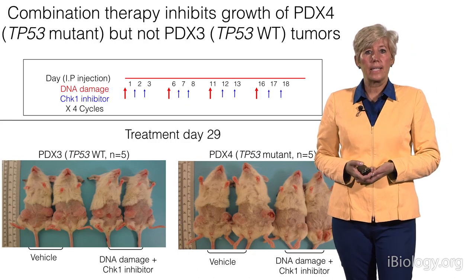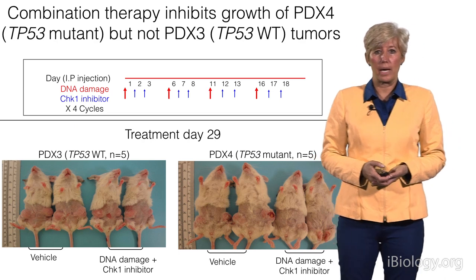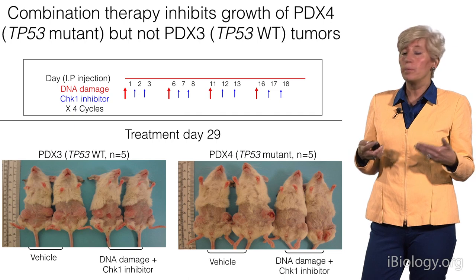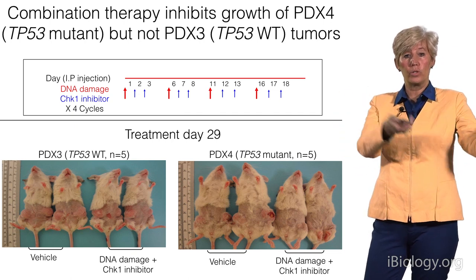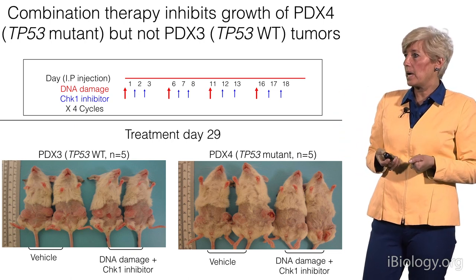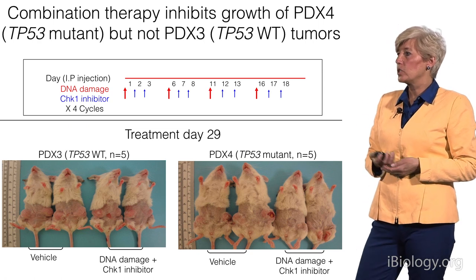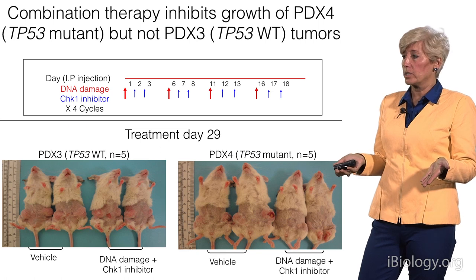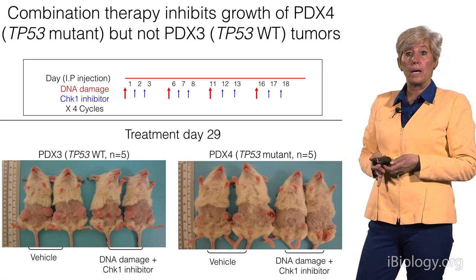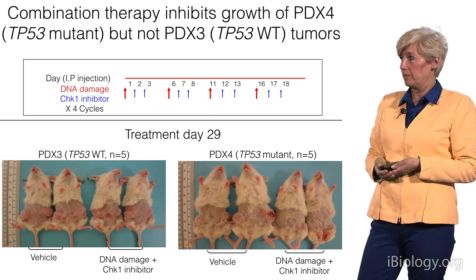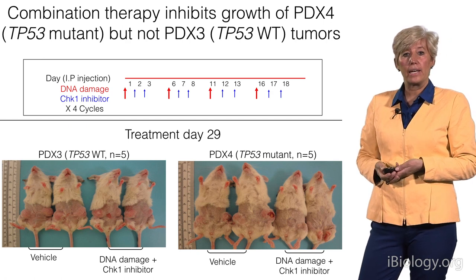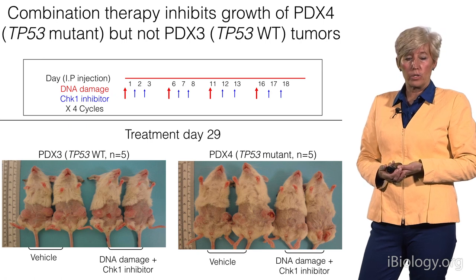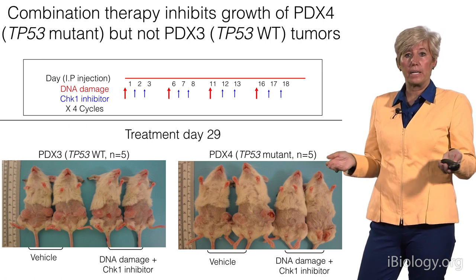So now we can set up what we call preclinical trials in mice. So we can put mice on trials that we ultimately would like to move to the clinic if they work in the mice. And so here what we did is we took some models. So these are two different models from two different patients. One of the patients had a tumor that was wild type for P53. The other patient had a tumor that was mutant for P53. We engraft those tumors into the mice, and then we set up big cohorts.